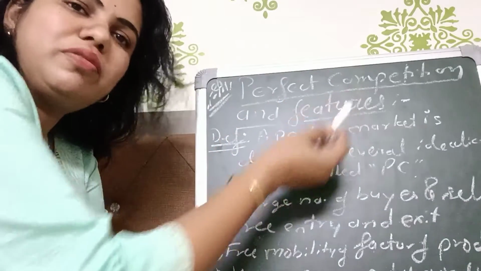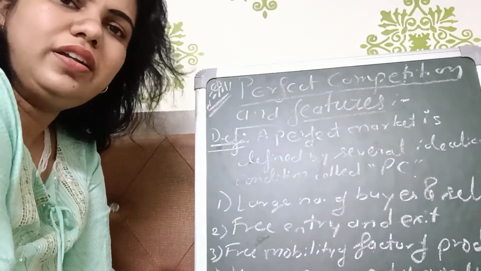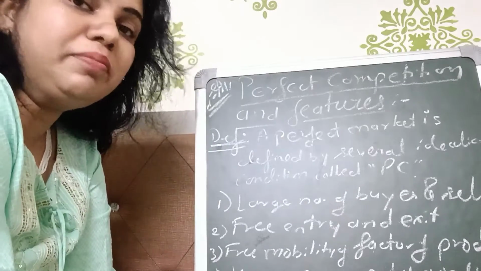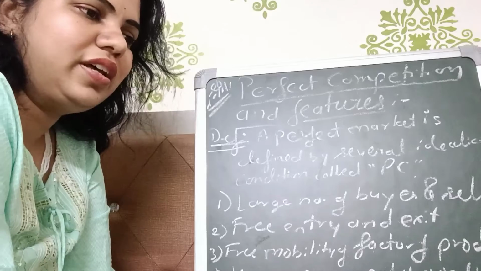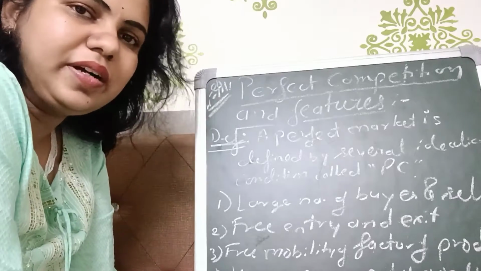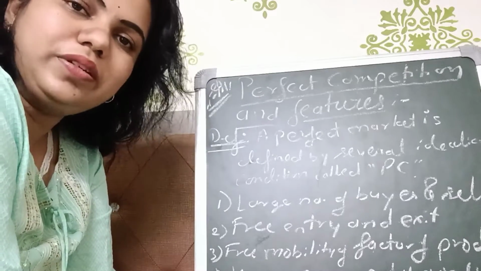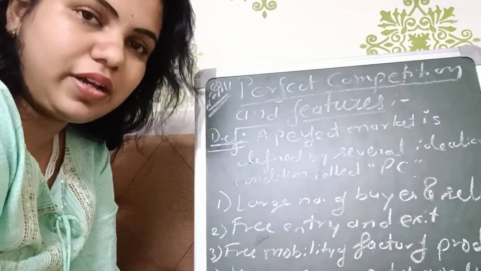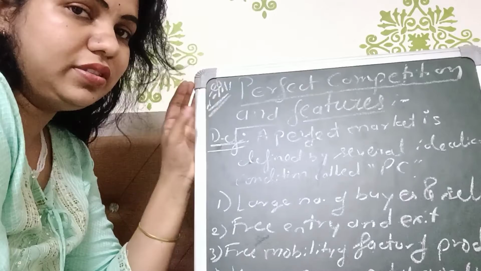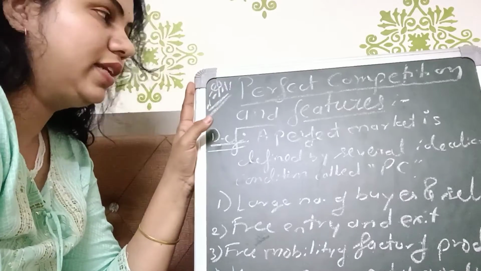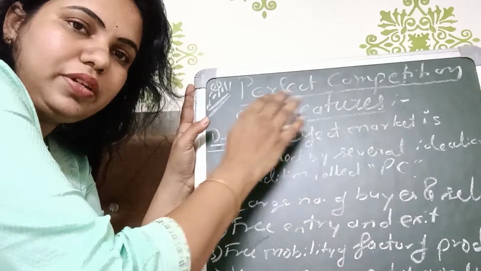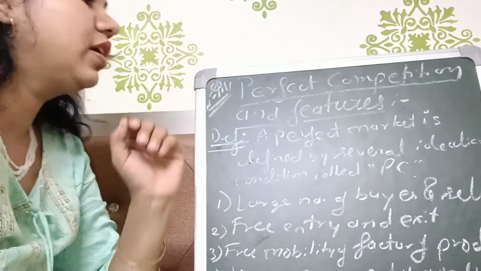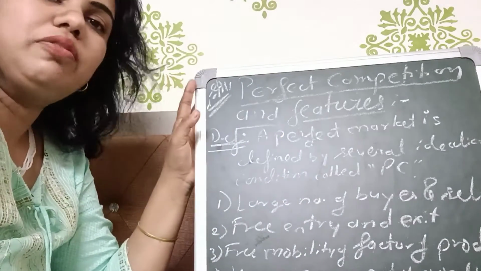So what is the perfect competition market? There are types of market, right? For example, one is perfect competition, imperfect competition, then oligopoly market, monopolistic market. So there are different types of market, right? But the first that we are going to learn today is perfect competition and its features. So what is the meaning of perfect?